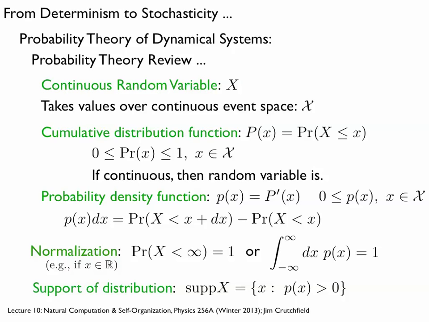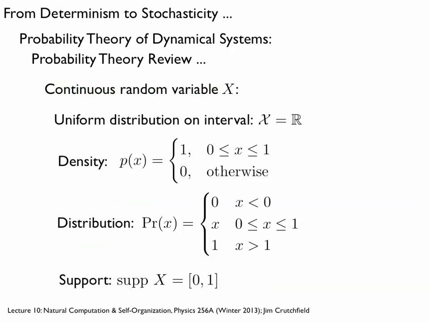Examples, hopefully will help clarify this notion of the difference between density and distribution. Continuous random variable x, let's take the realization to be the real line, so just a one-dimensional random variable on the real line. And then this one is just going to be uniform distribution on a unit interval. So that means that for the probability density, which I find more intuitive, we have value 1 when the random variable is between 0 and 1, and it's 0 otherwise.